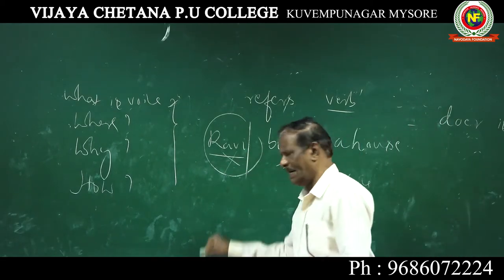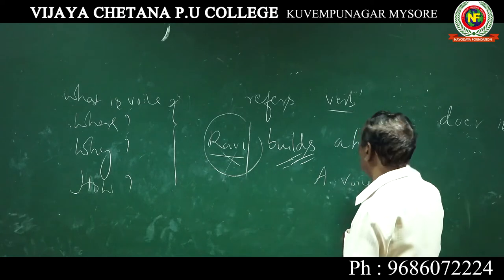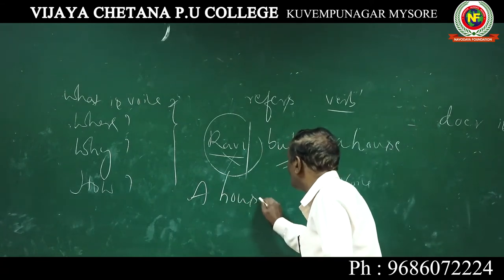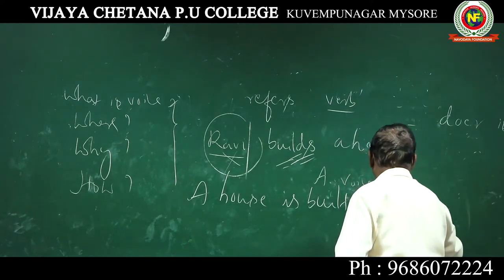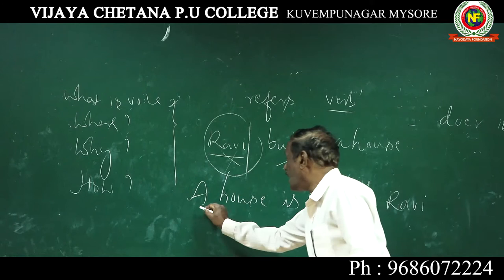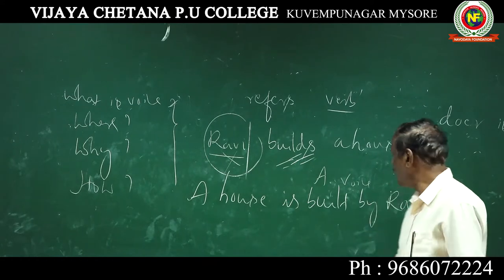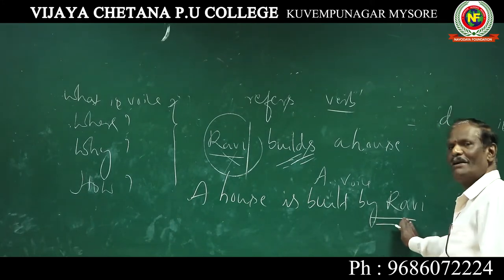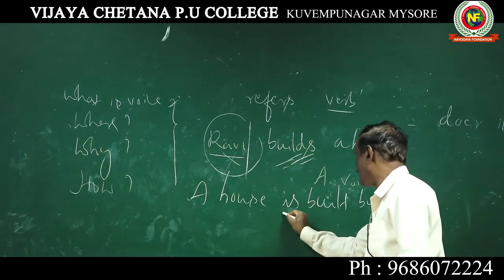If the doer is not important, if I think what is done is important, I go for passive structure. You see how the passive structure is got from active structure. A house is built by the river. Here, subject is not the doer. A house is not the doer. Doer comes at the end. We also say the agent of action. So it comes at the end because this is not at all important. What is done is important. So a house is built.